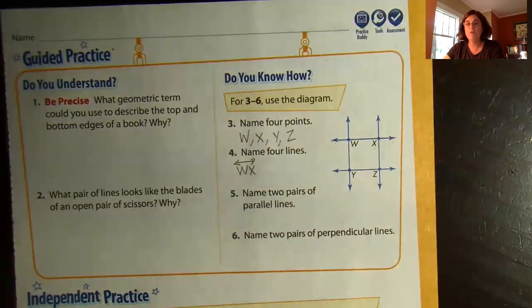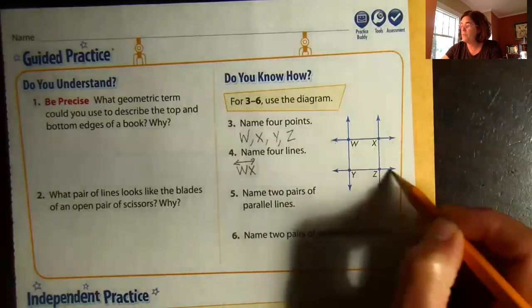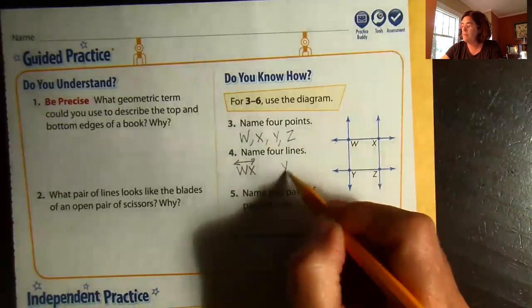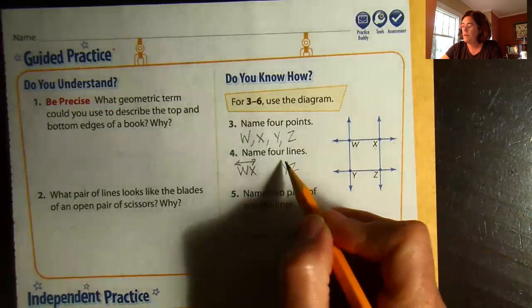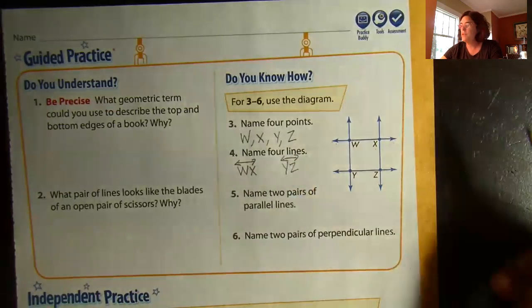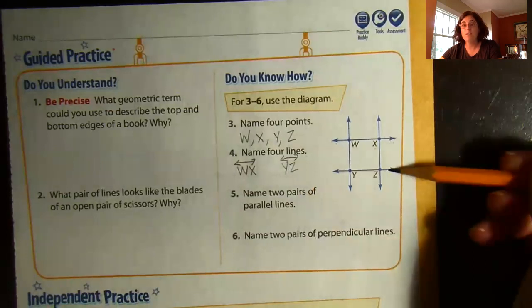Let's do one more for practice, and you can keep working on those at home. So I'm going to name this one way down here, Y and Z, and a line with an arrow. Very good. Now, just because we chose these 2 lines doesn't mean we don't have any more lines to name.